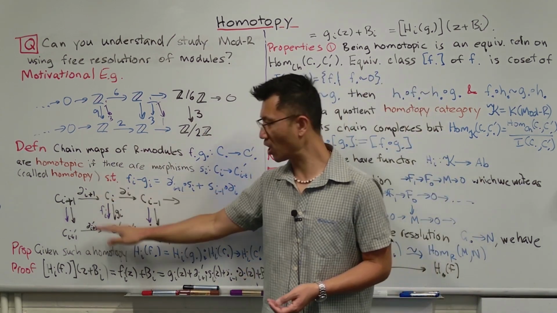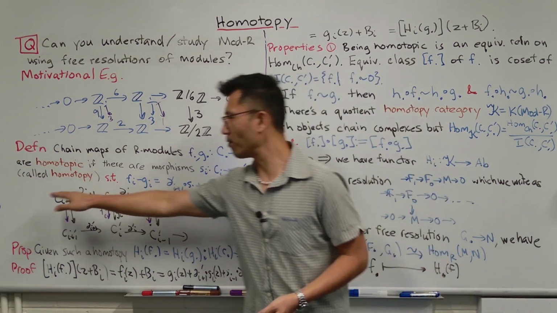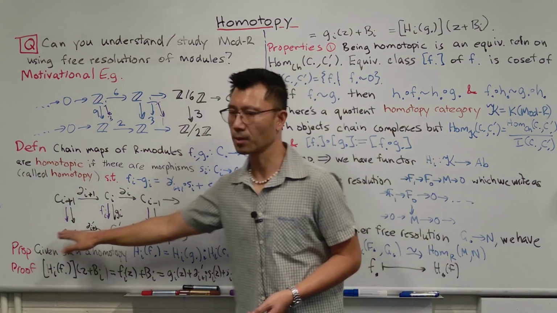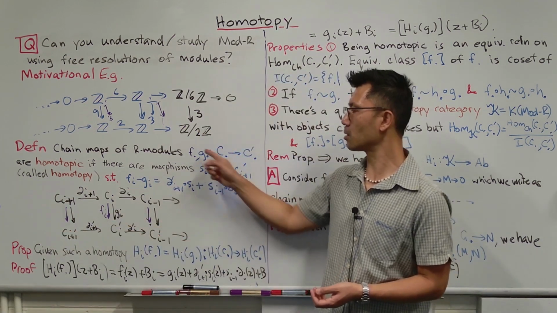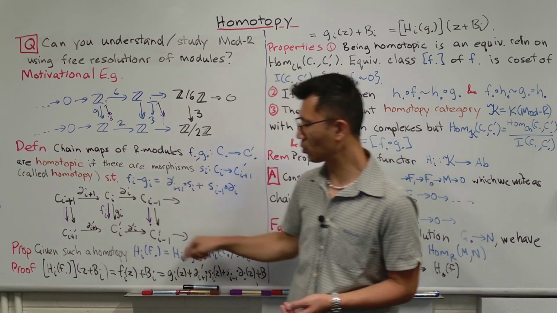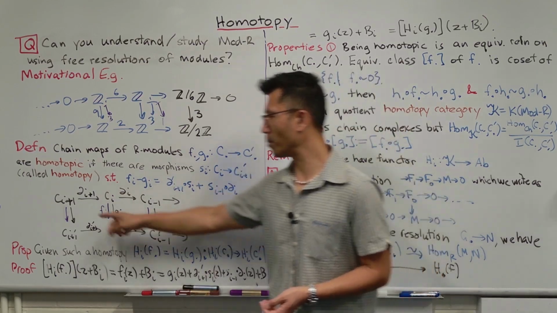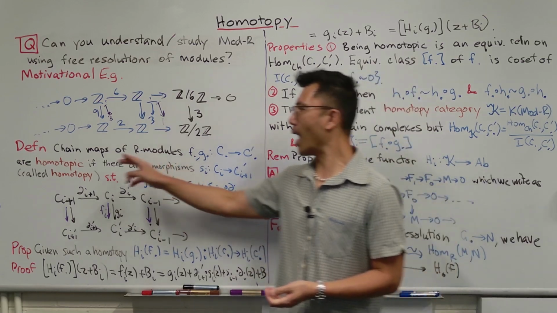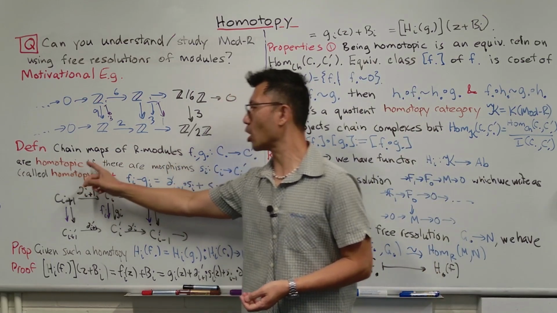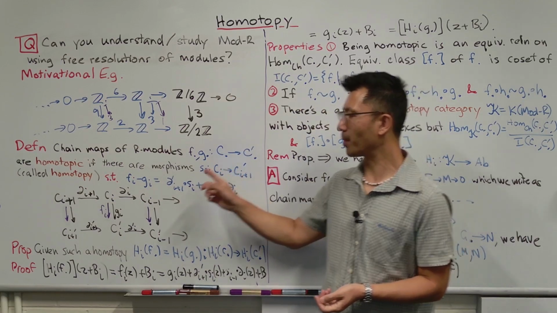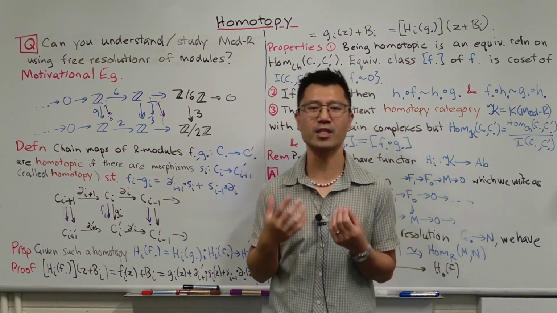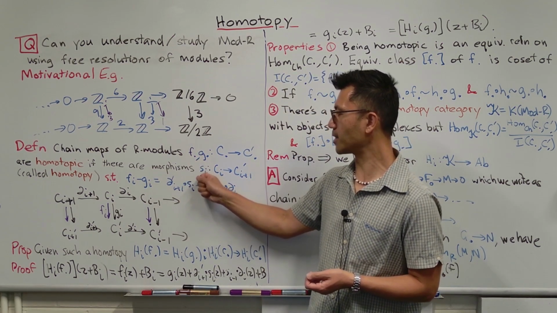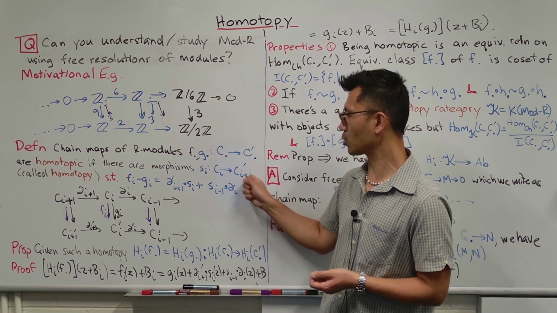Okay, so let's visualize what goes on here. Here we have the C dot, our complex here, and we have C prime dot, which is our complex here. And we have two chain maps. The F dot will consist of the purple vertical downward arrows, and the G dot will be the black vertical arrows here. So we have two of them. And what does it mean for these to be homotopic? They're homotopic if their difference is of a very special form that's given by certain morphisms s_i, which go from C_i to C'_{i+1}.